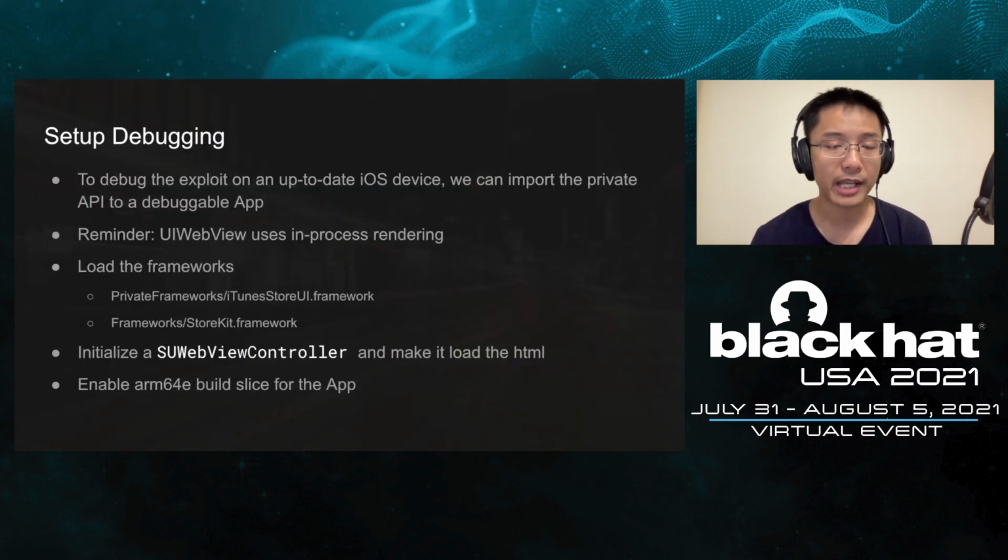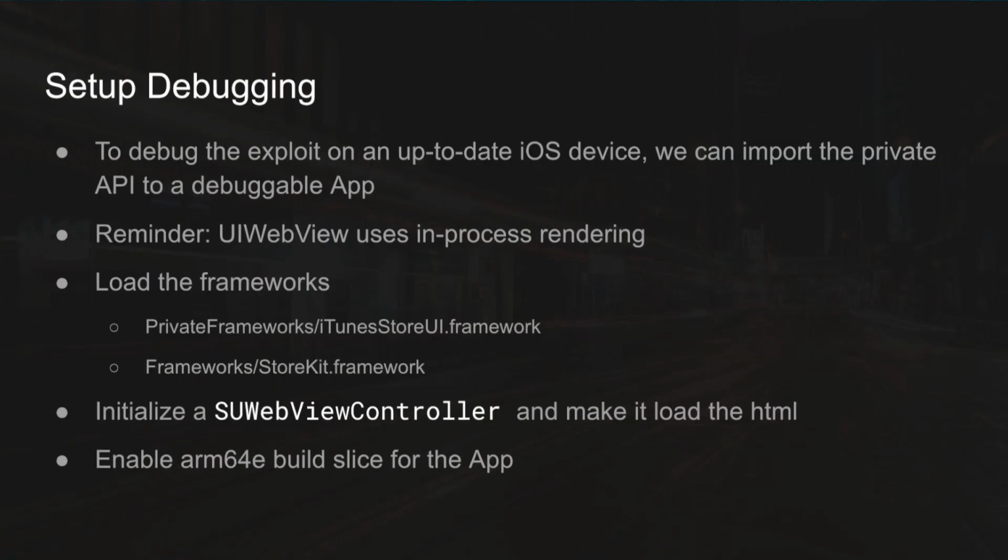Now let's debug this exploit on an up-to-date iOS device without any virtual machine or research device. We can import these private APIs to the debuggable app. Since the UIWebView uses in-process rendering, all of the exceptions are catchable within the debugger. So let's load these private frameworks and initialize an SUScriptWebViewController to load the HTML. And don't forget to enable ARM64E to play with the PAC.